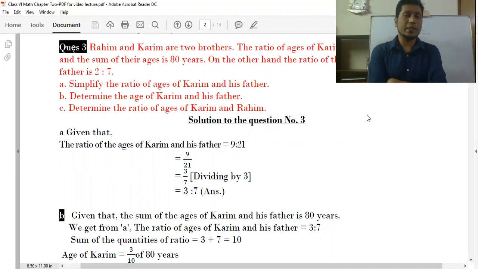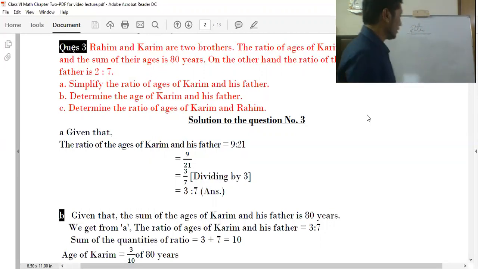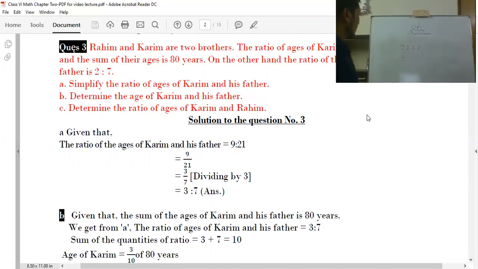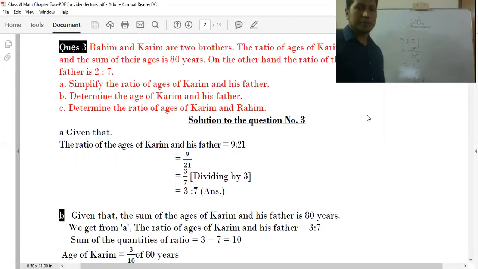Okay, so part A says simplify the ratio of the ages of Karim and his father. Very easy. The ratio is given: Karim and his father, 9:21. You know, if a ratio is divided or multiplied by any number, the value will not change. So to simplify it, we can write it as a fraction, and now we can cut it down by 3. That is 3/7. So we can write it as 3:7. So 3:7 is the simplified form of 9:21. So part A is complete.